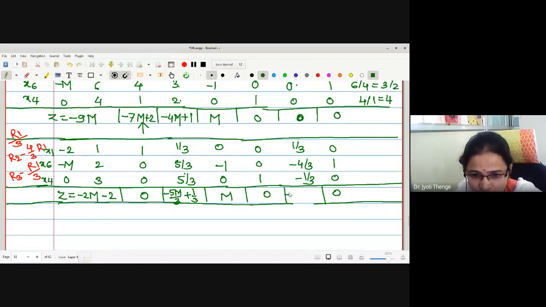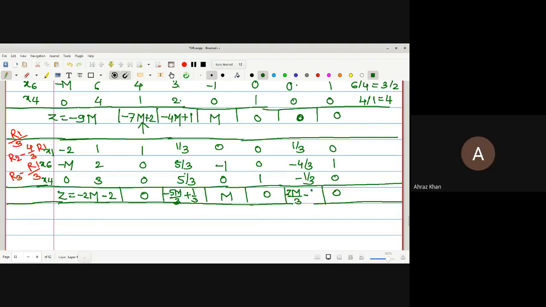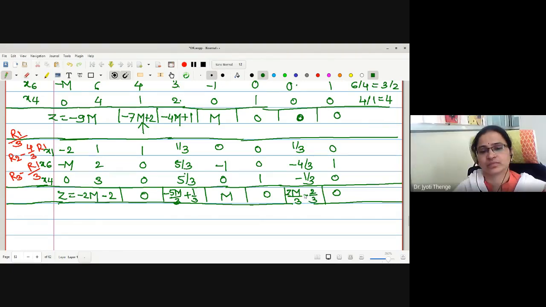This is plus 7, no? Yes, ma'am. Plus 7m by 3 minus 2, no? Minus 2 by 3, as it is. Yes, ma'am. Okay, something positive m we have obtained. Now, as m is going to be a big value, big means 1 lakh, 1 crore, 1 trillion, you can take million. So there is no effect of this minus 2 by 3 as such.